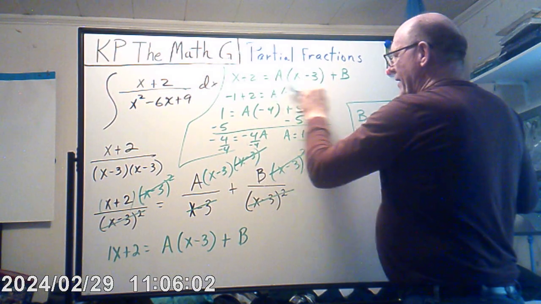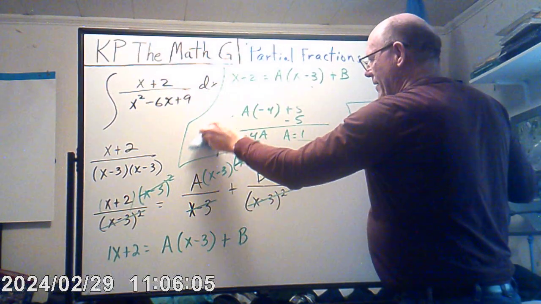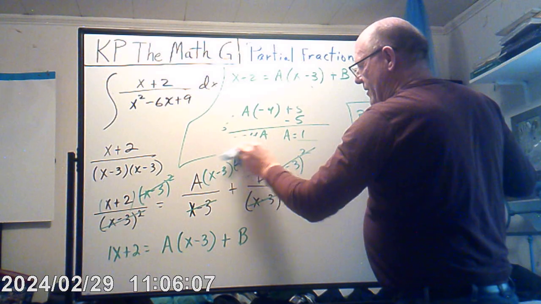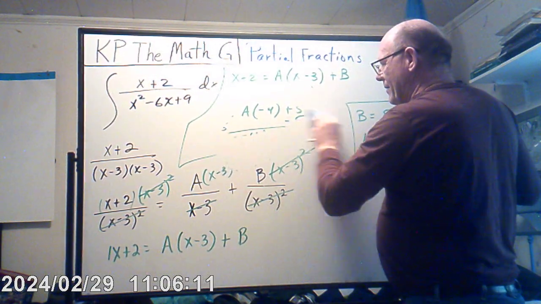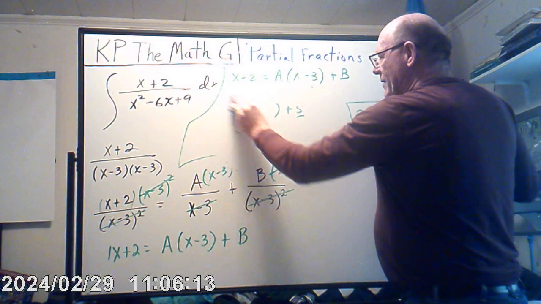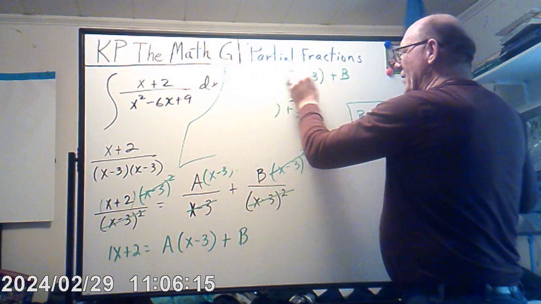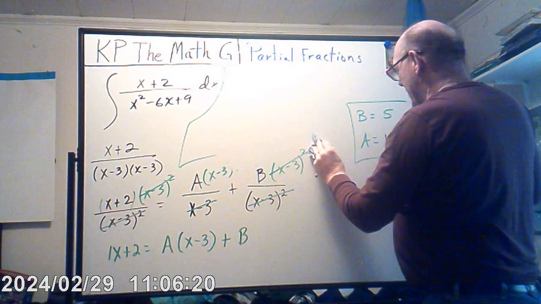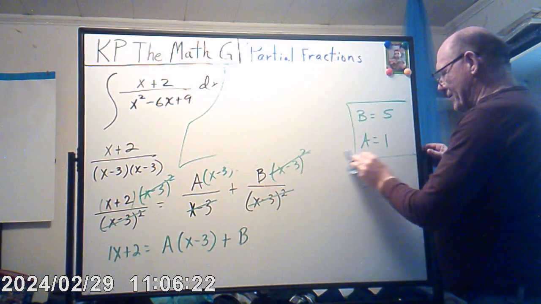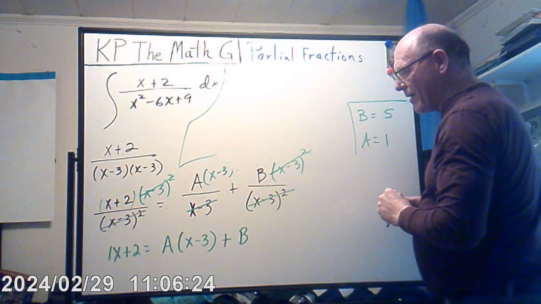Again, some of you have done this by setting up a system of two equations. I know that, and you can do that, but I don't know if time will permit me to show the other way, so I will not do that. So I know that a is 1 and b is 5.